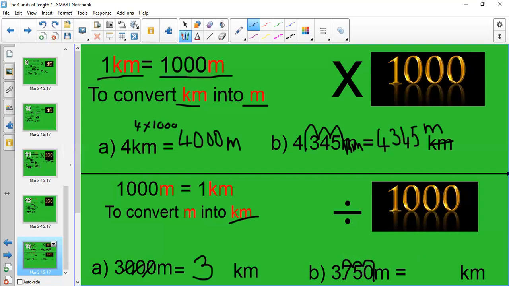3.75 kilometers. So that's how you change kilometers into meters and meters back into kilometers by multiplying by 1,000 or dividing by 1,000. It might sound a little bit confusing and it is tricky, but you can pause the video at any point just to make sure that you understand what you're doing.